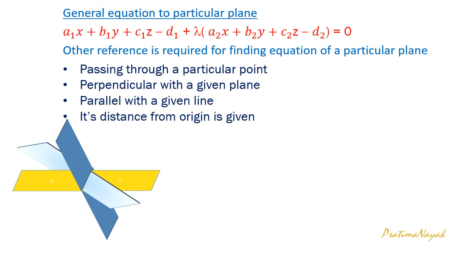Now we have given the general equation of the family of planes, but when we want the equation of a particular plane, other references are required. It may be passing through a given point, may be perpendicular to a given plane, may be parallel to a given line, or it may be given the distance from the origin. Then only we can find the equation of a particular plane.